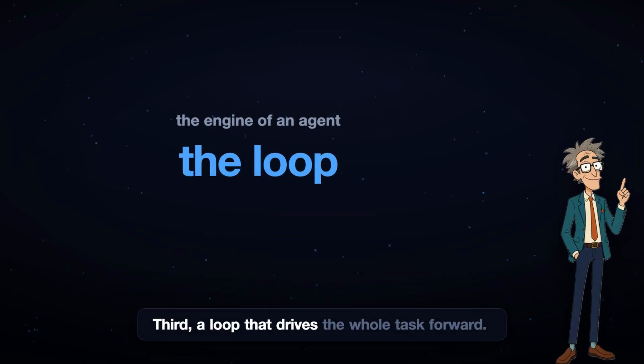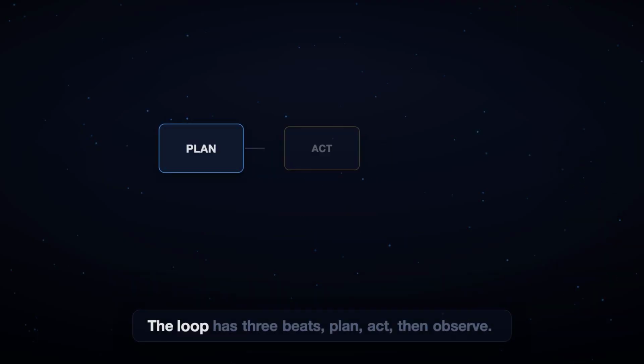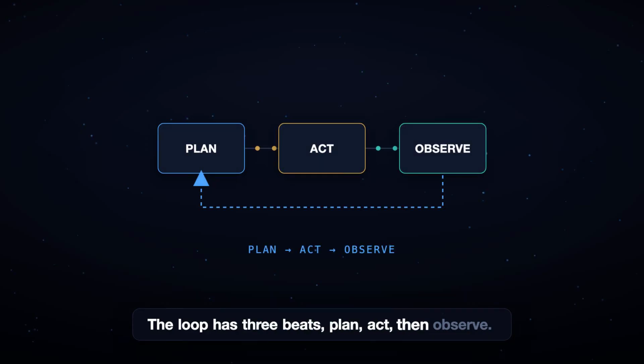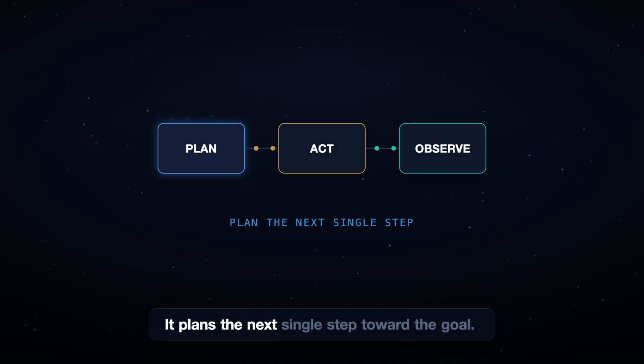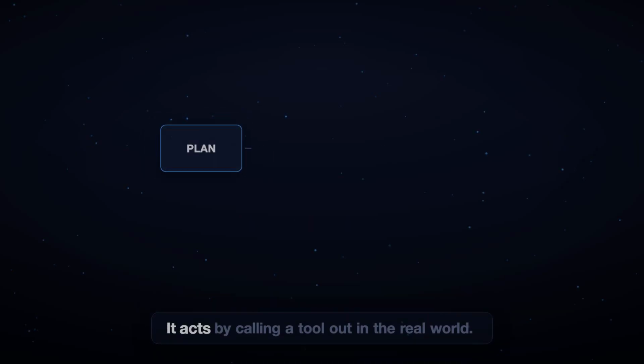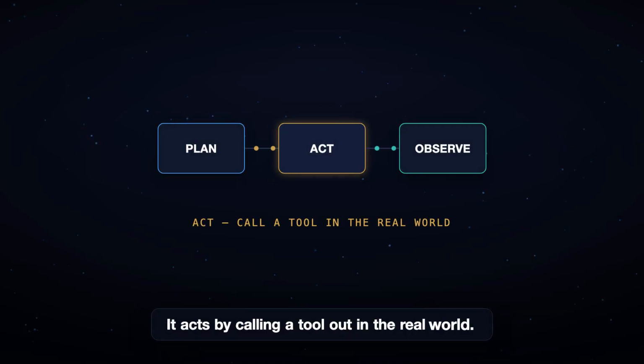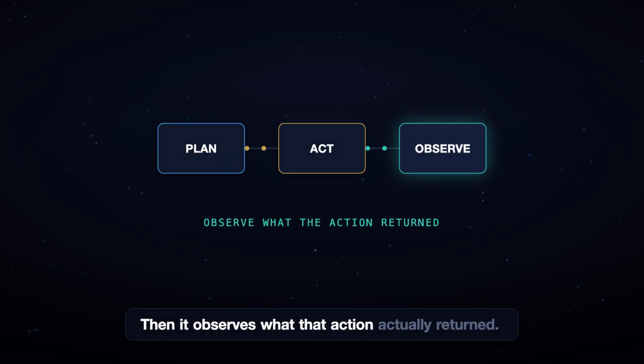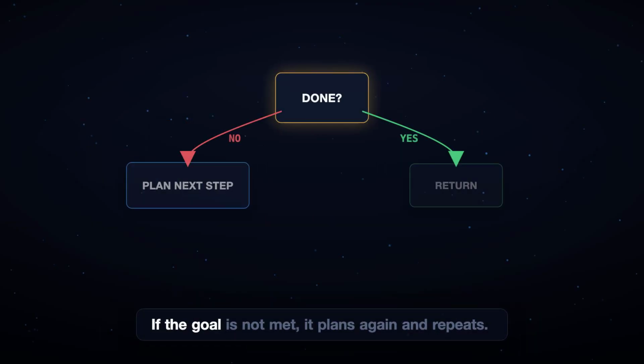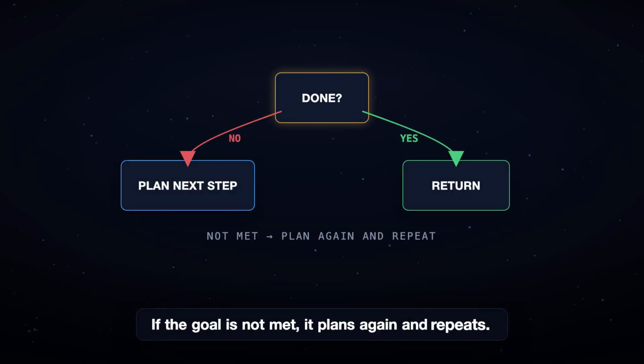Third, a loop that drives the whole task forward. The loop has 3 beats: plan, act, then observe. It plans the next single step toward the goal. It acts by calling a tool out in the real world. Then it observes what that action actually returned. If the goal is not met, it plans again and repeats.